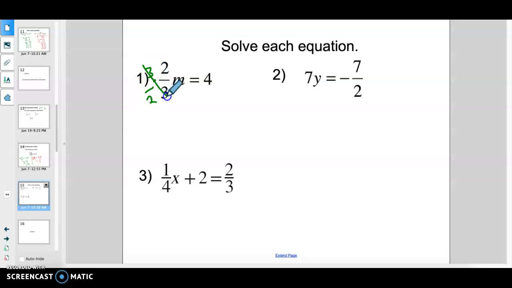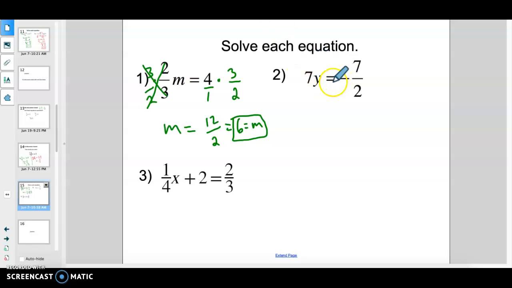So 3 divided by 3 is 1, 2 divided by 2 is 1, so I'm left with m. And if I multiply by 3 over 2 on the other side, 4 times 3 is 12, and 1 times 2 is 2. And then I can simplify this, so 12 divided by 2 equals 6. So I'm left with m equals 6.